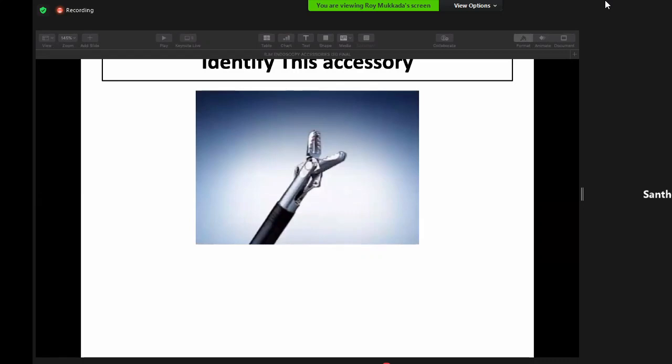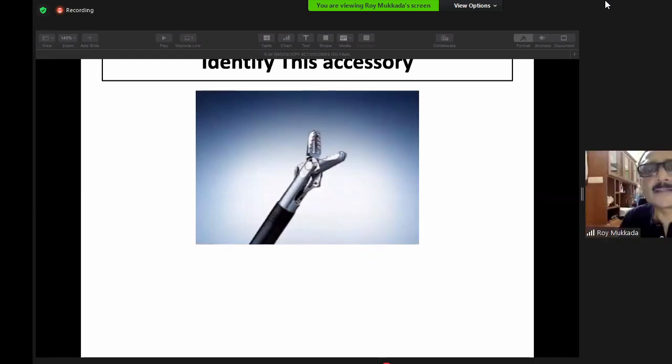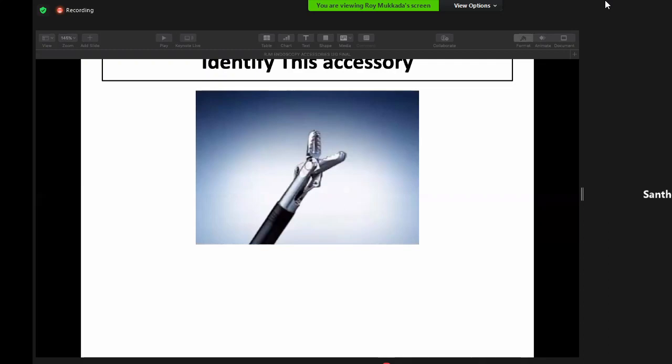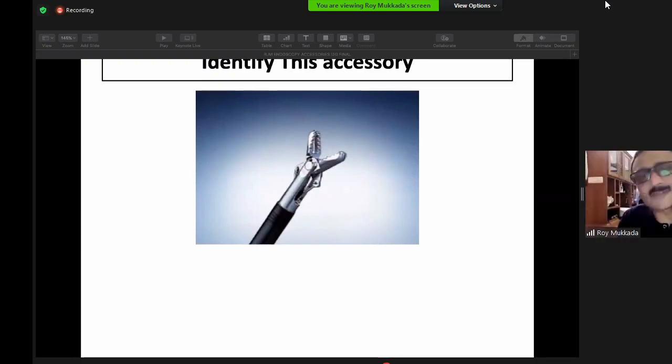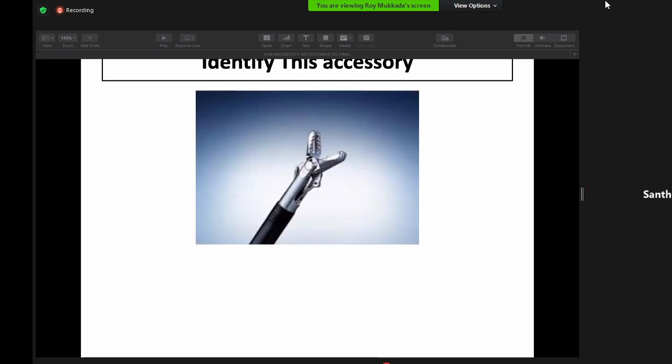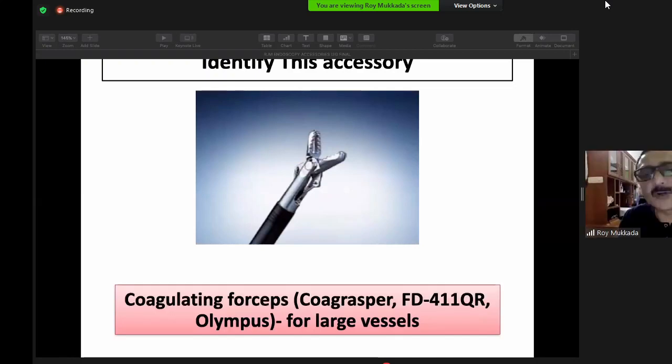Yes, sir. Can you identify this accessory? It looks like a forceps, but what forceps? We have already shown forceps, so no crocodile toothed forceps, sir. No. It is not anything which is jetting out from the tip. One more clue. This is used when there is bleeding. Okay, this is called a Coagrasper forceps.